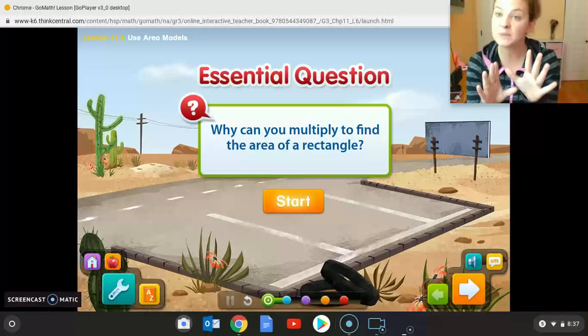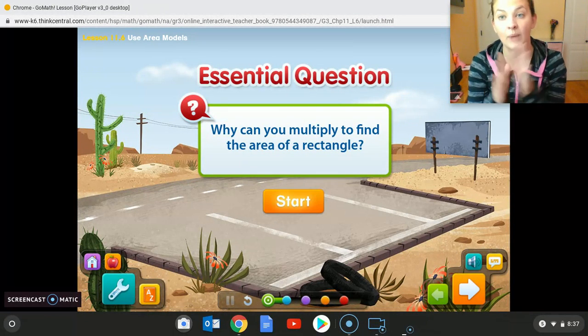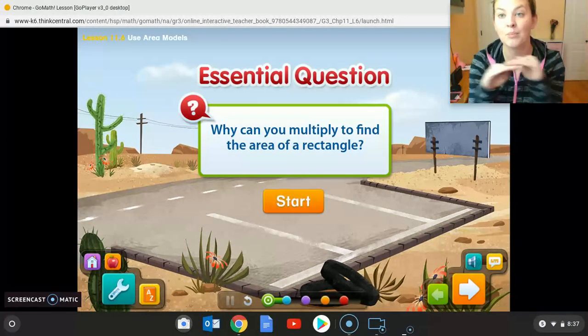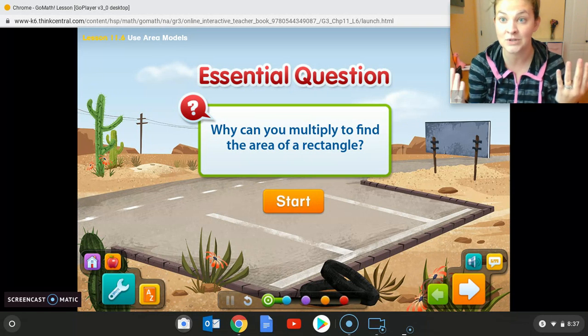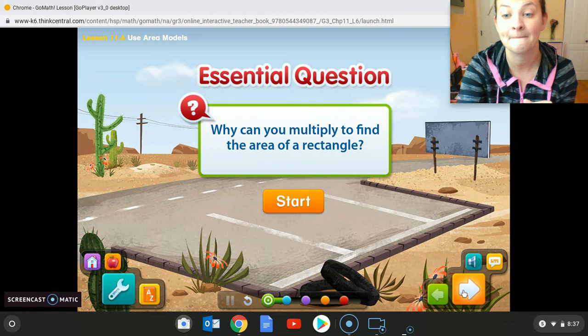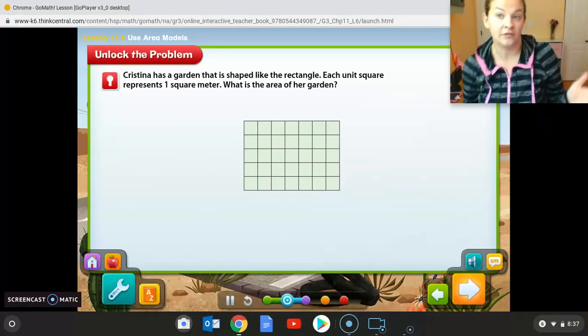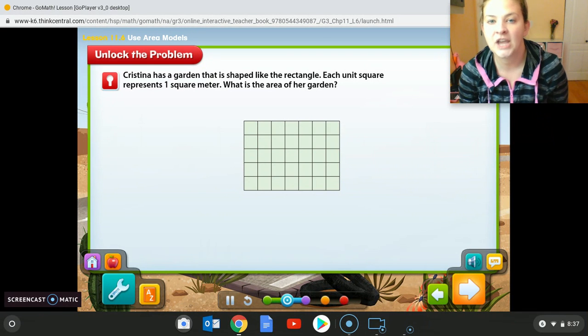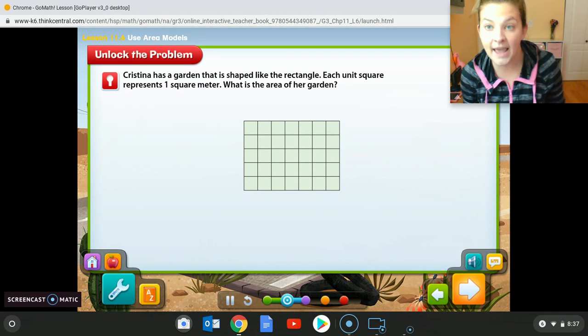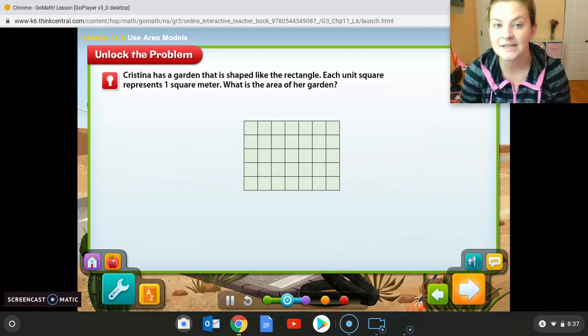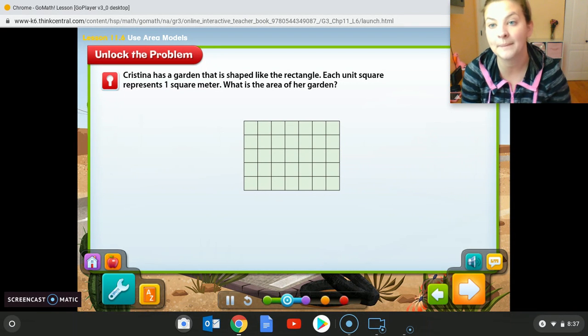Okay, so I want to be very specific with you. For the area of a rectangle and square, we can use multiplication because we are making pretty arrays. So let's talk more about that. So here we go. Our friend Christina has a garden that is shaped like a rectangle. Yay! Each unit square represents 1 square meter.